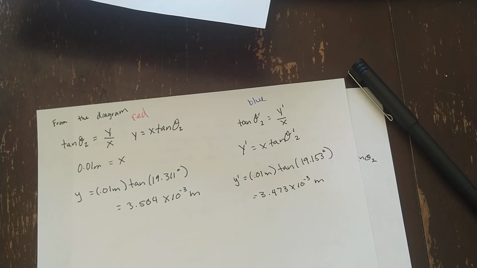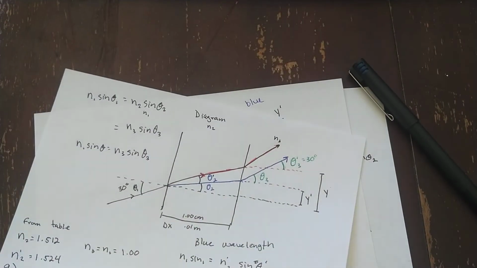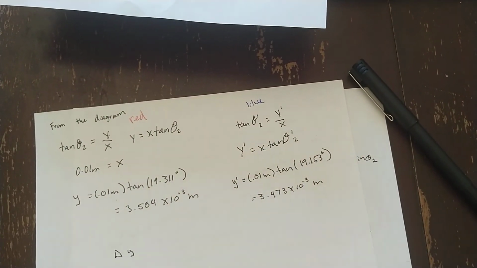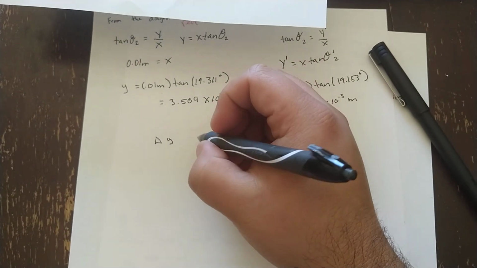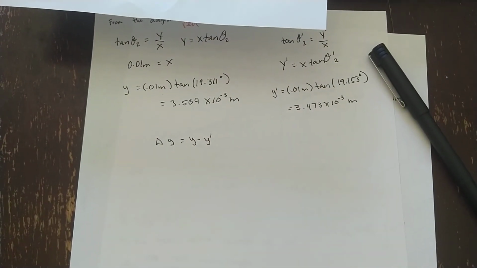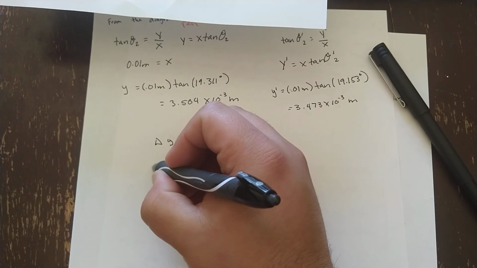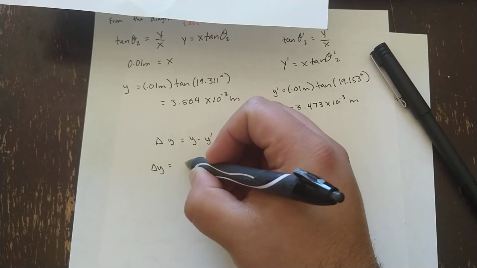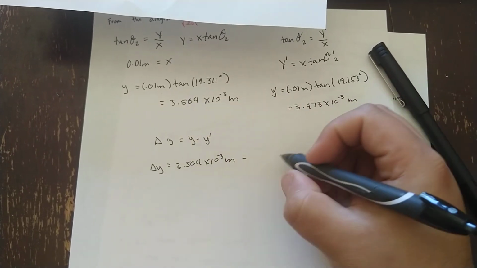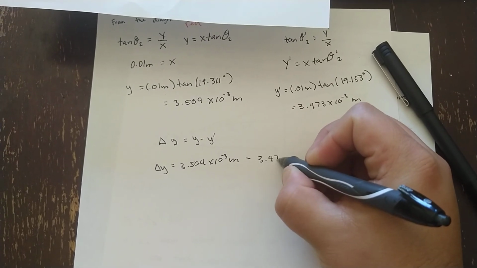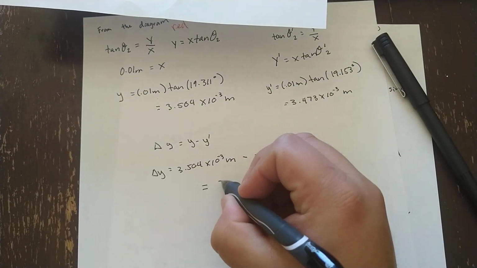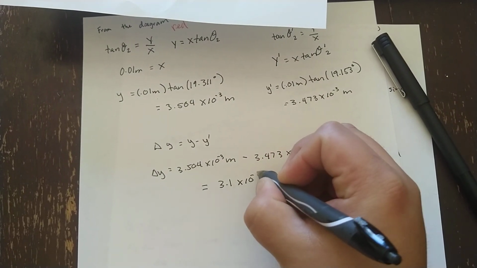Now, how do you get the distance between those two? Well, that's actually pretty simple. If you look at them, you're just going to subtract to get the change of y. The change of y is going to be y minus y prime. So if you plug in the values, the change of y equals 3.504 times 10 to the negative 3 meters, subtract 3.473 times 10 to the negative 3 meters. You're going to get 3.1 times 10 to the negative 5 meters.